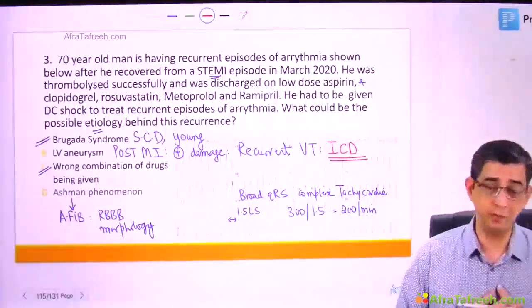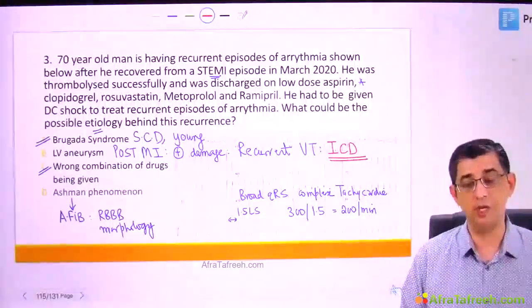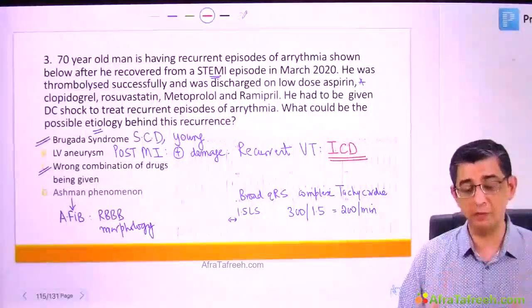I mean, you will feel some palpitations. The moment the arrhythmia starts, the computer will sense it and will terminate the arrhythmia directly.